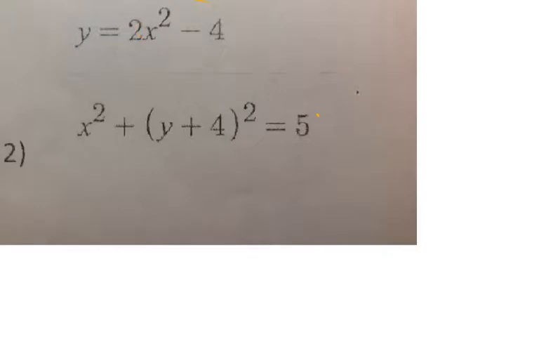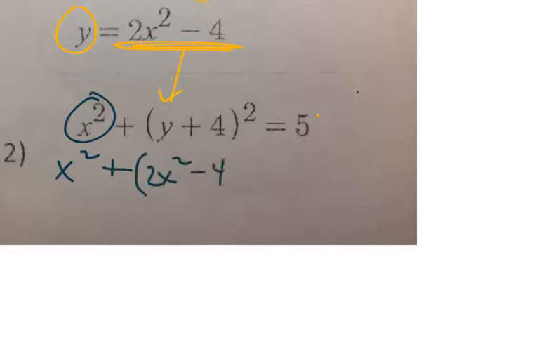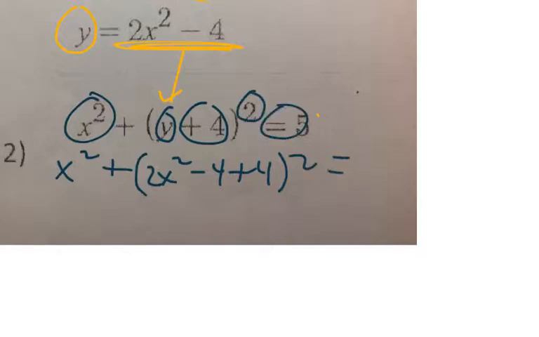So how would we solve this one? Well, notice, guys, how the first equation's already y equals this. So we're going to put it in for y in the second equation and see what happens. So we'll have x squared, that's that right there, plus parentheses, we're going to put in 2x squared minus 4 for the y. We still have a plus 4. And then we have a square right there equal to 5.